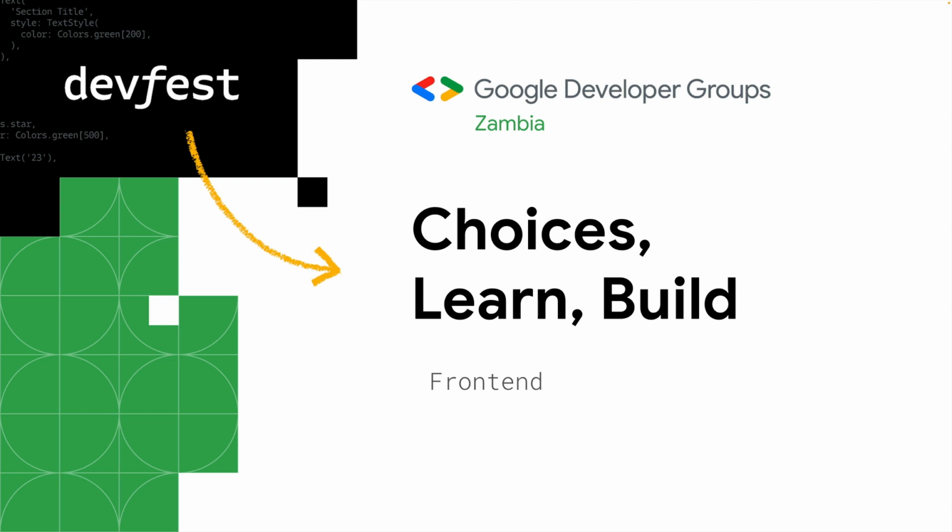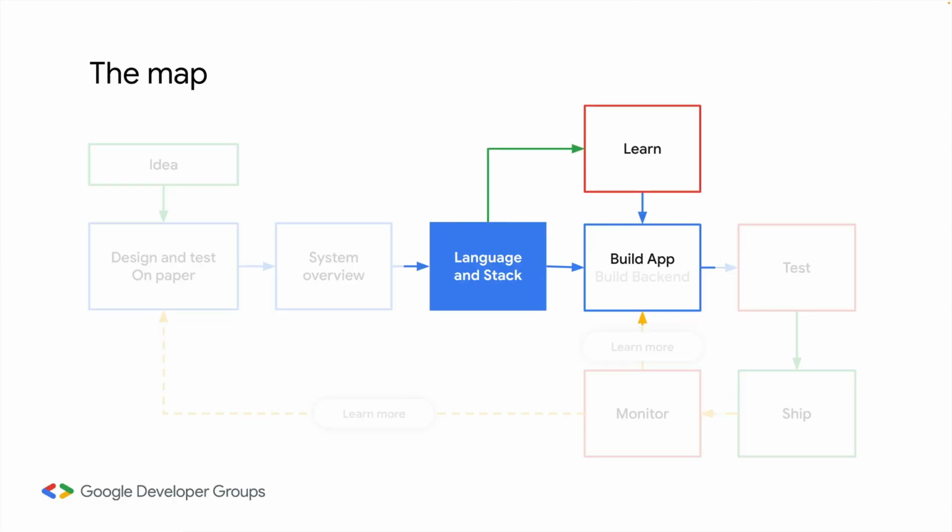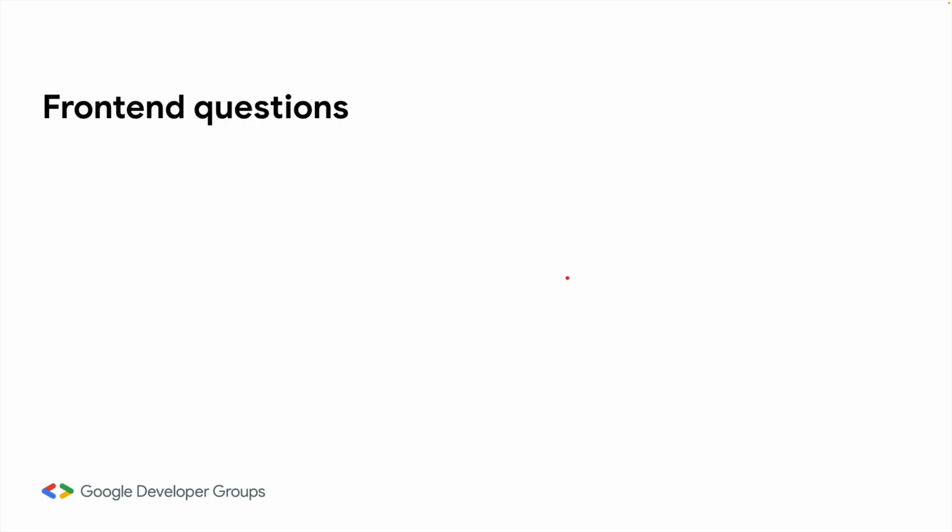Now we're on the step where you've got to make some choices about your frameworks and how you want to build things, and you need to learn and build. And this is the section where I'm focusing specifically on the front end. And we're here in our map. We're at this decision block where we have to make decisions on languages and the stack, and we're learning and we're building the app. So for the front end, there might be some questions.